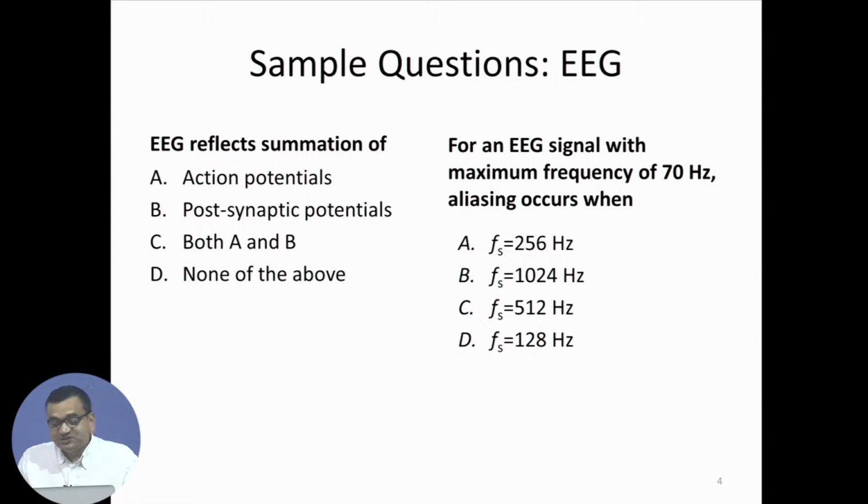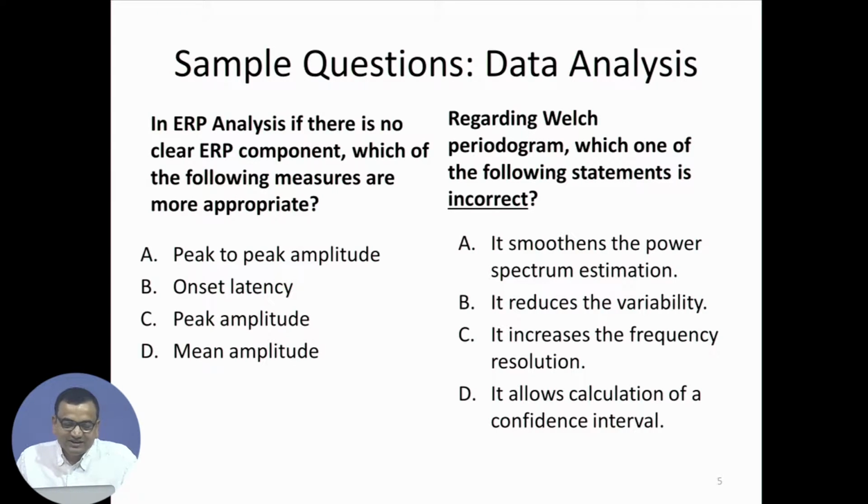The next one is much easier for you. For an EEG signal with a maximum frequency of 70 Hz, aliasing occurs when the sampling frequency is 256 Hz. D. You can see I told you it would be straightforward. Okay, another sample question, this one from ERP. In ERP analysis, suppose there is no clear ERP component, which of the following measures is more appropriate? Peak to peak amplitude, onset latency, peak amplitude, or the mean amplitude?